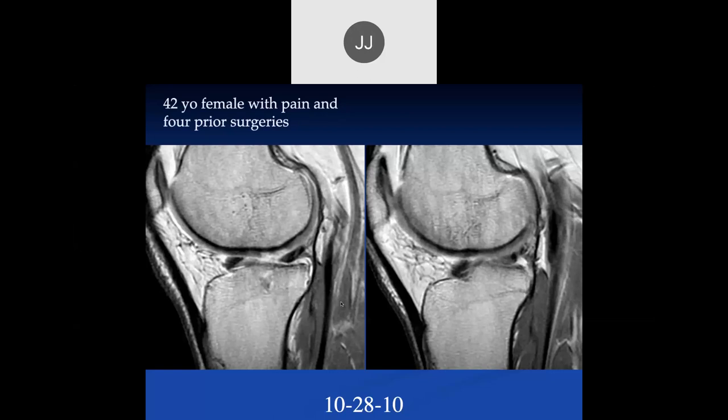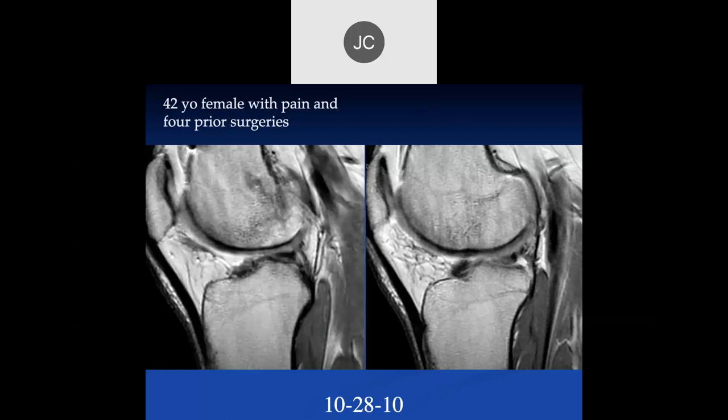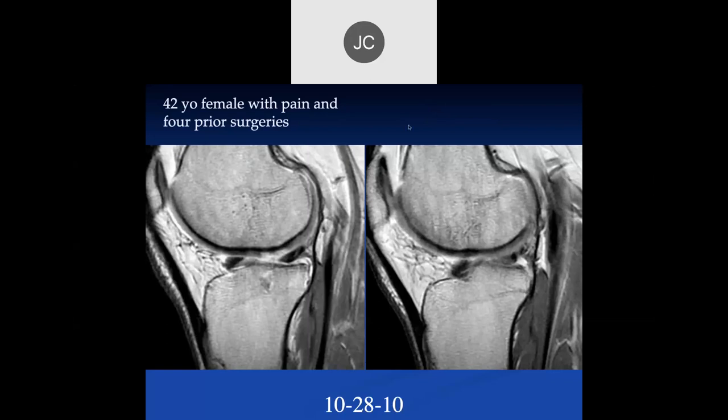So sagittal views of the lateral meniscus. Not sure I see anything. Okay, so the posterior and anterior horns. Getting into the notch of the knee, I don't see much there either. This is on 10/28/2010.